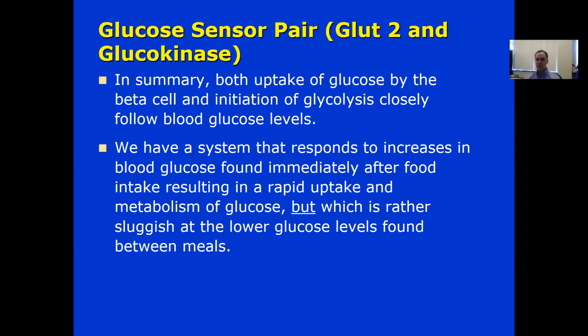So in other words, as mentioned, GLUT2 and glucokinase are only activated when, after a meal, the blood sugar rises above 100. And it makes sense because you wouldn't want insulin to be released when glucose is already low, only when glucose levels are high.